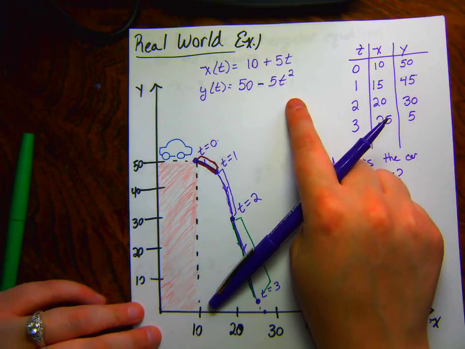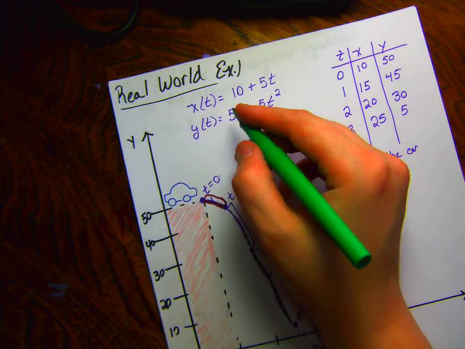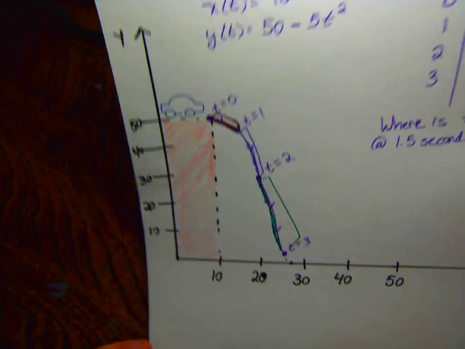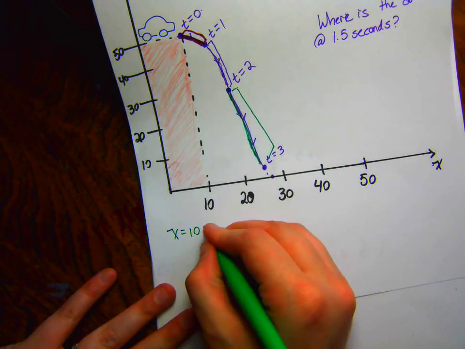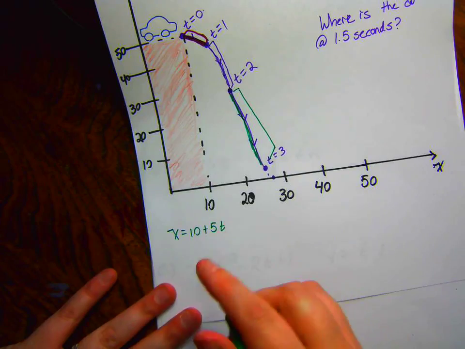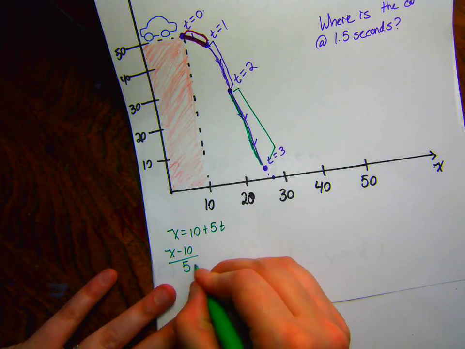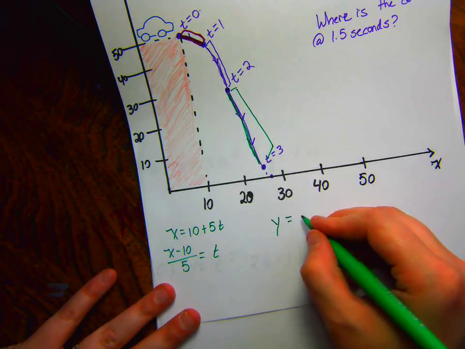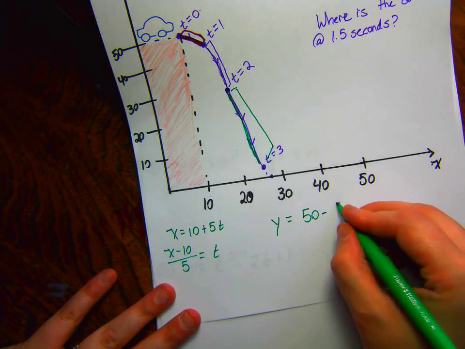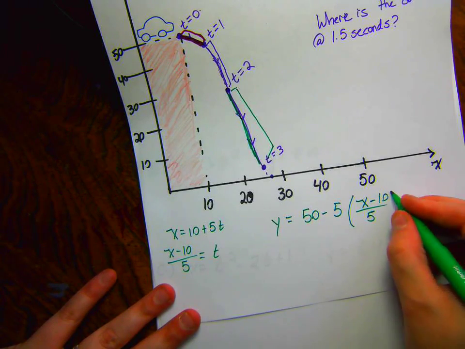Okay, now I can graph the same thing using rectangular coordinates. So let's go ahead and change this into rectangular coordinates. Okay, so I have x equals 10 plus 5t. I'm going to solve for t. So I get (x minus 10) over 5 equals t. Therefore, my y value is going to be 50 minus 5 times ((x minus 10) over 5) squared.